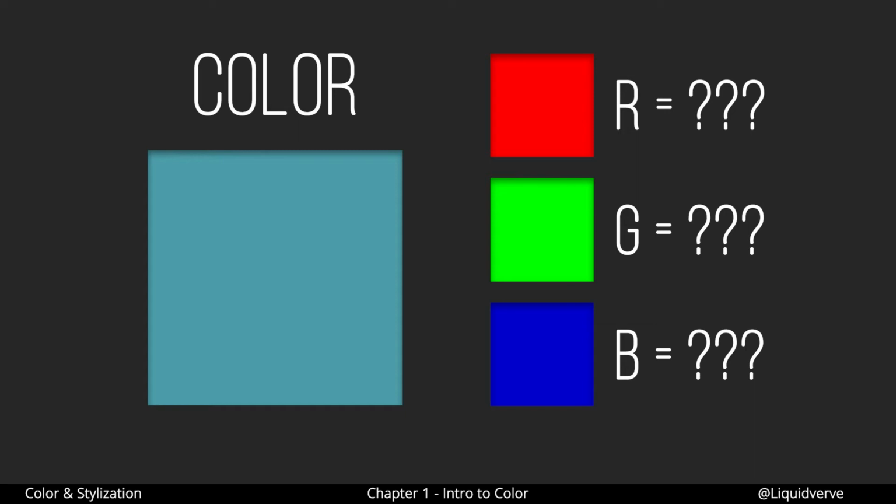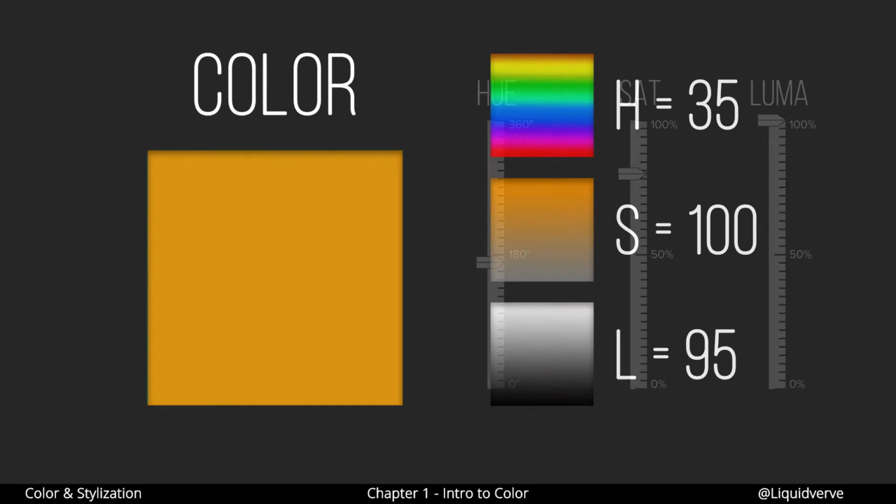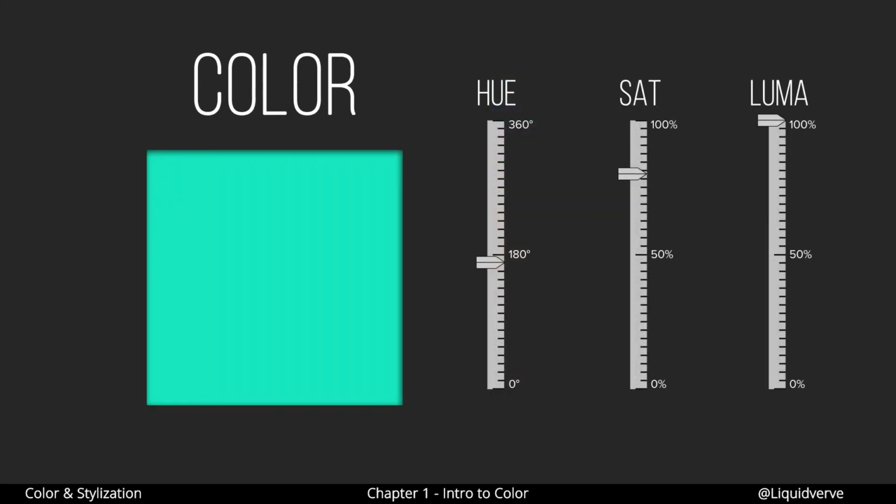The easiest format to use is HSL, and that stands for Hue, Saturation, Luminance. You might also see this written as HSB, brightness instead of luminance, or HSV, value instead of luminance. This model is super tangible for us to understand. So let's take a look at an example. We'll start with this teal and its corresponding H, S, and L values.